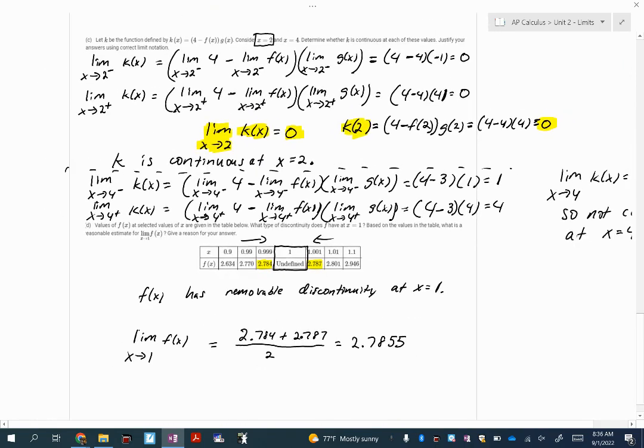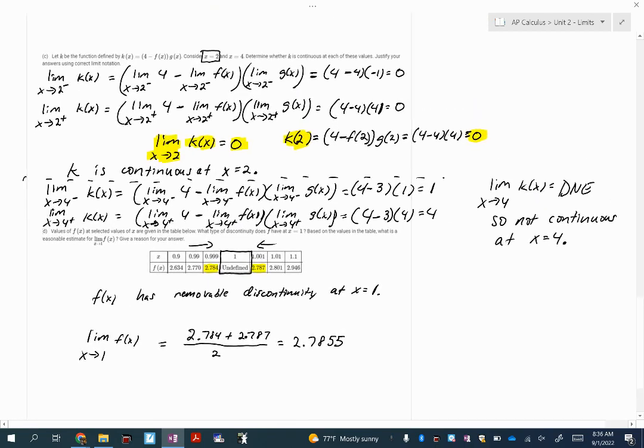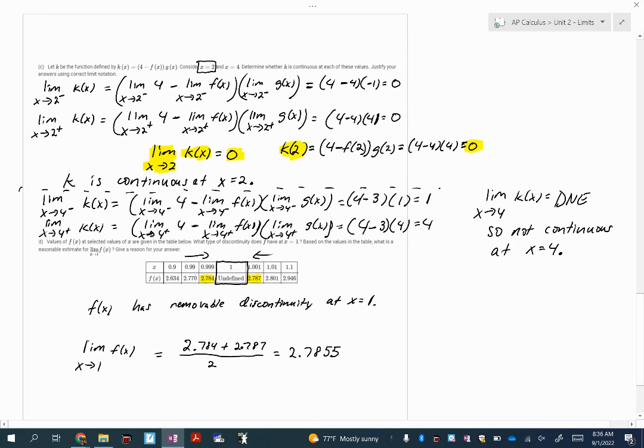Okay, so that's it for this second question. Again, just a reminder to focus on those multiple choice questions, but this is what it could look like on the AP exam for the free response section.